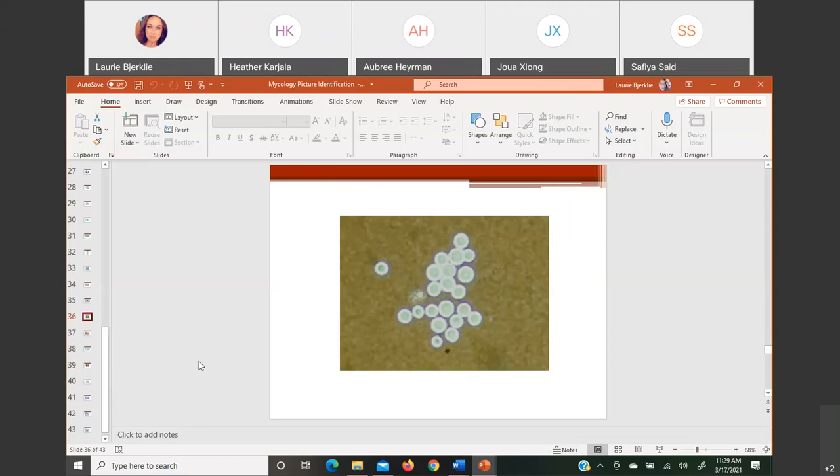Oh, crypto coin, yeah. These look like coins. That's a good way to remember it. I never heard that before. That is a good tip. Crypto coin.